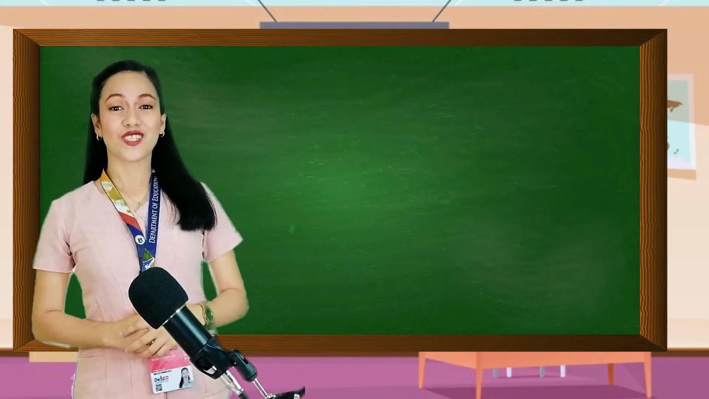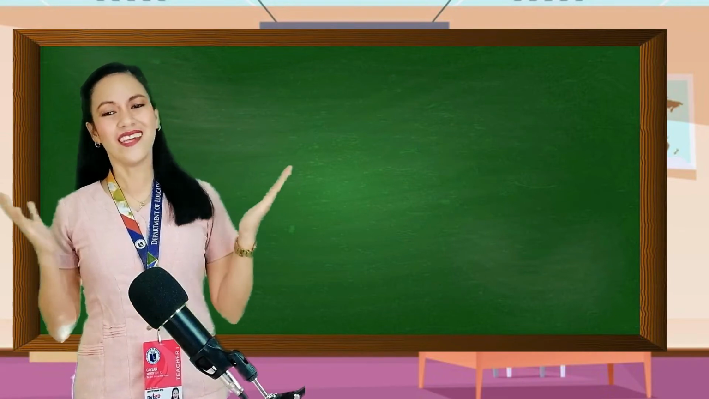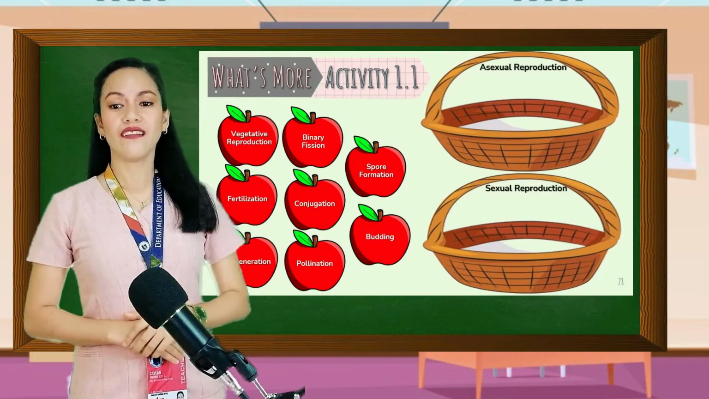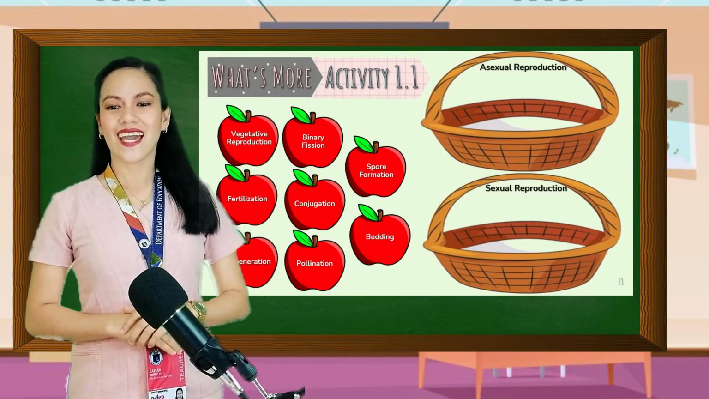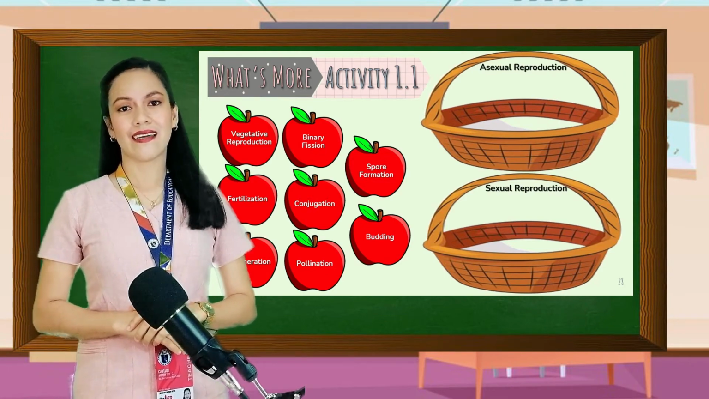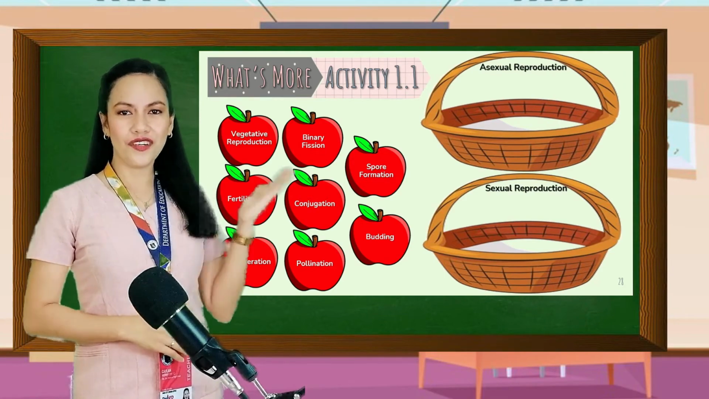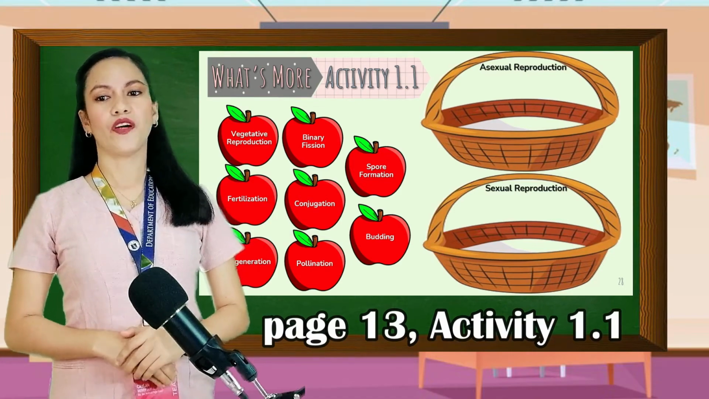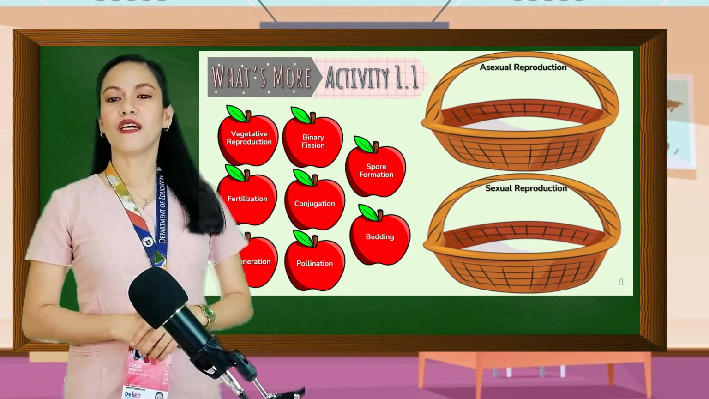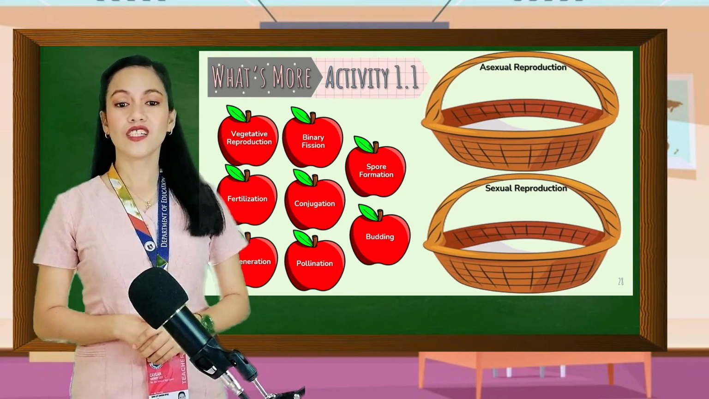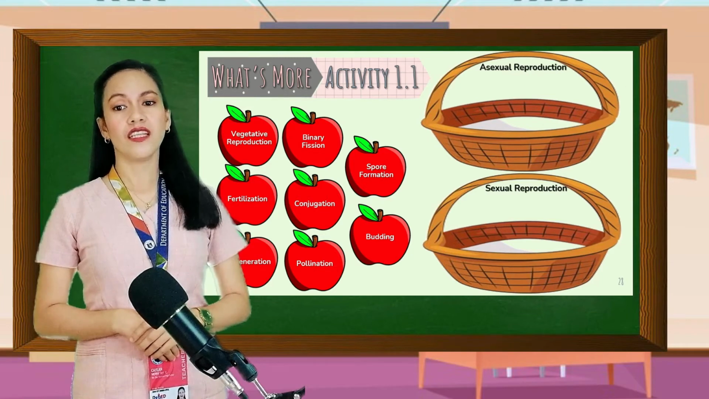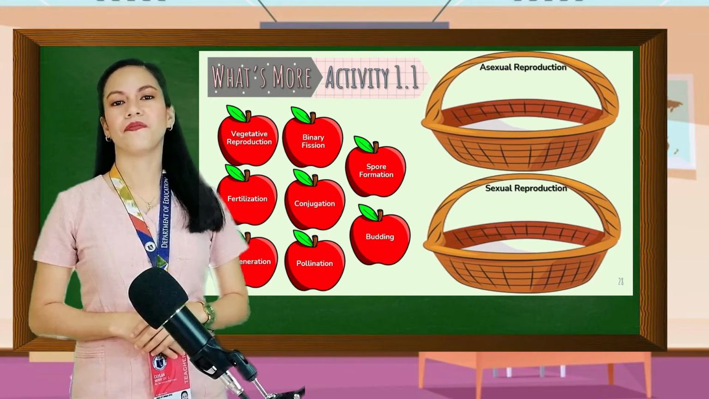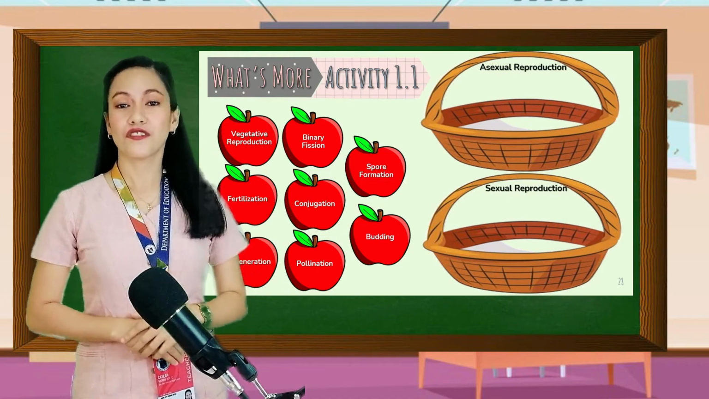And that's all for sexual reproduction. What great information we have today, students! To find out if you've understood our lesson, let's exercise your mind through this activity. On your module, page 13, under Once More Activity 1.1, group the different modes of reproduction into asexual and sexual reproduction by writing the words or phrases inside the basket. I'll give you 1 minute to do the activity.